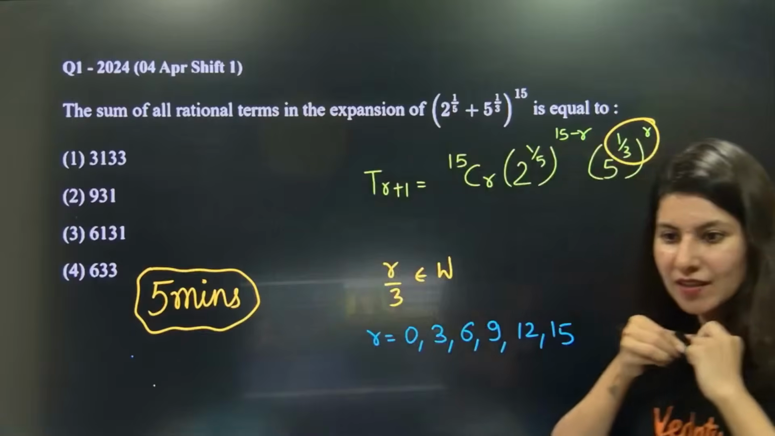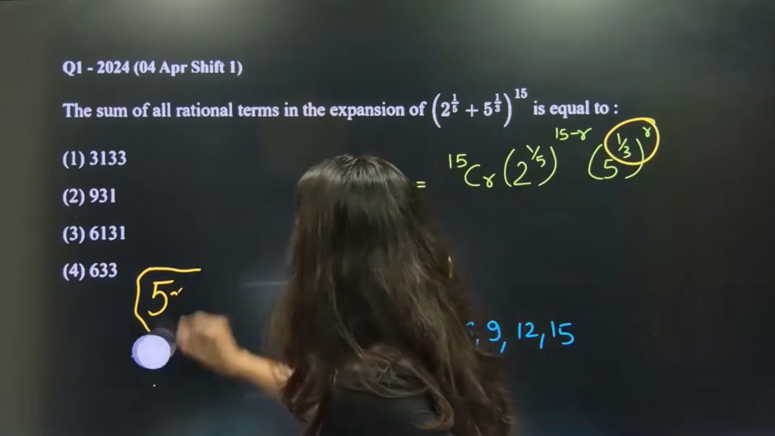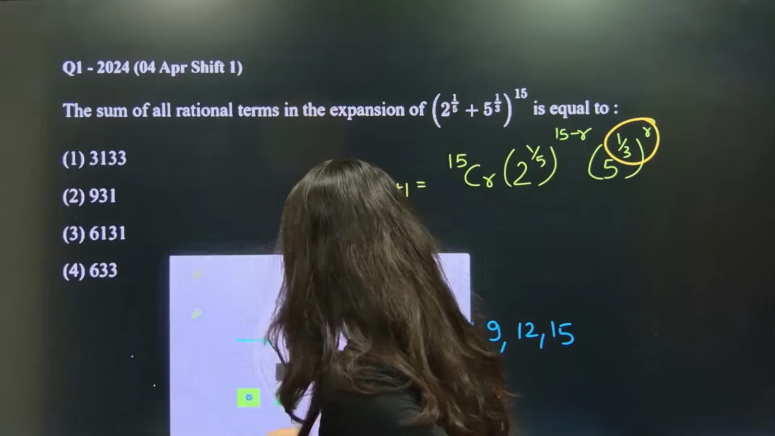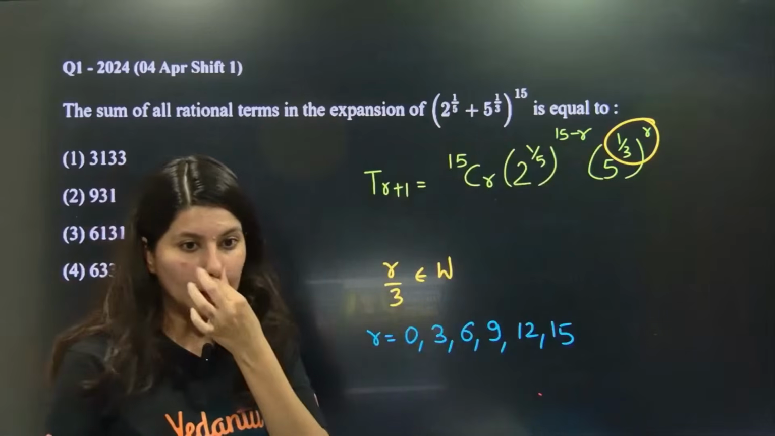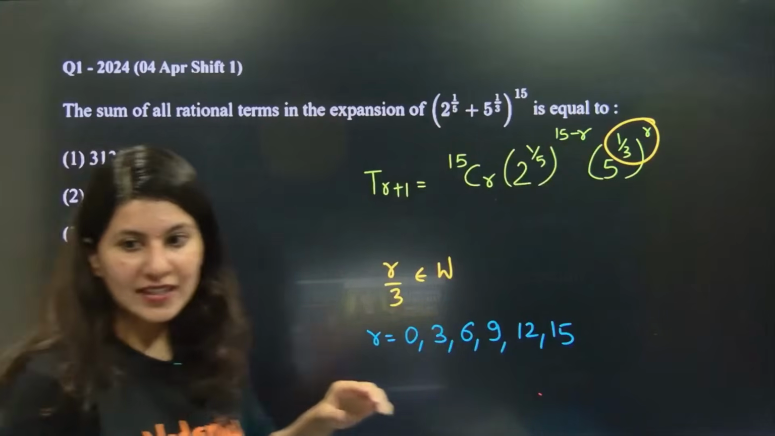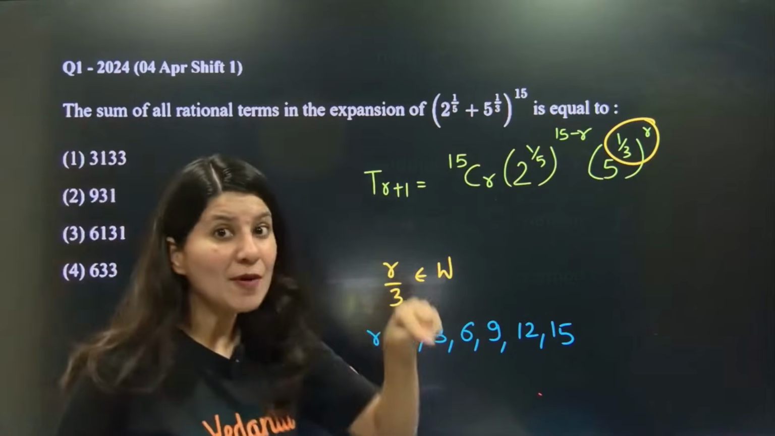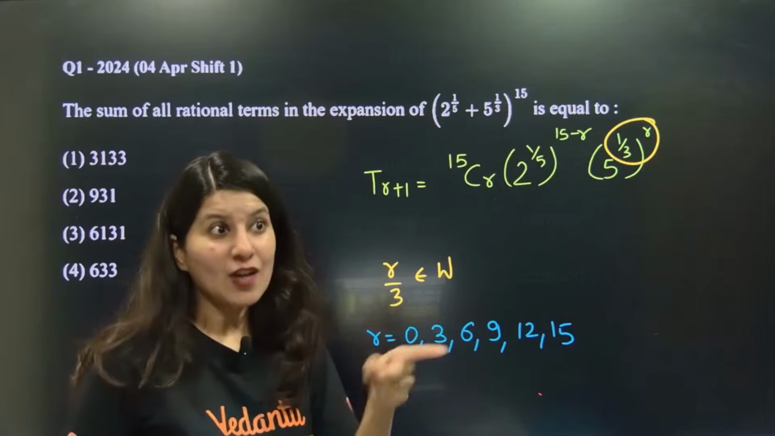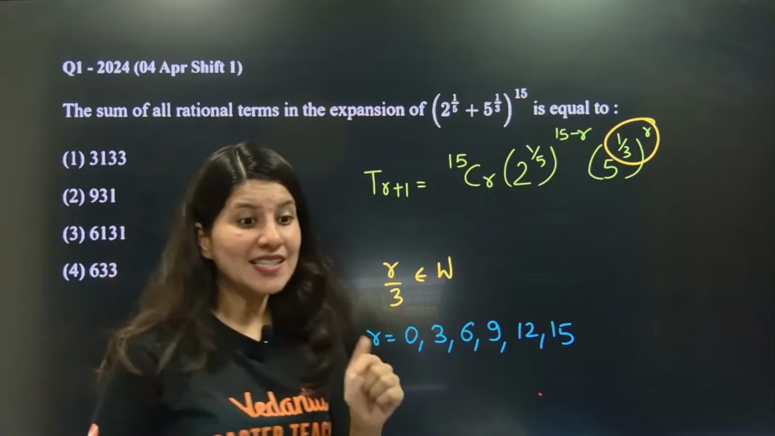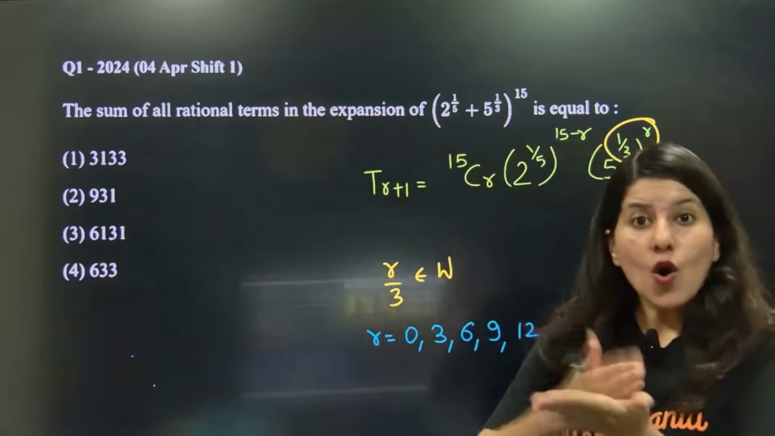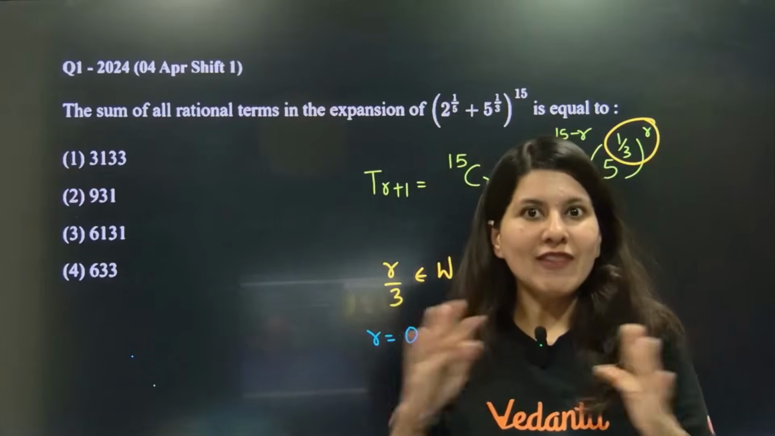Let's quickly finish this off. What I was telling you is about this question where the ninja technique is not applicable. Why is it not applicable? Because they are talking about the sum of rational terms. They are not talking about the number of rational terms or the number of integral terms. So in this case, we have to figure out all the terms which are rational, calculate those terms, and eventually find the sum.